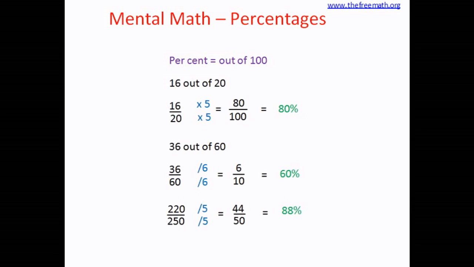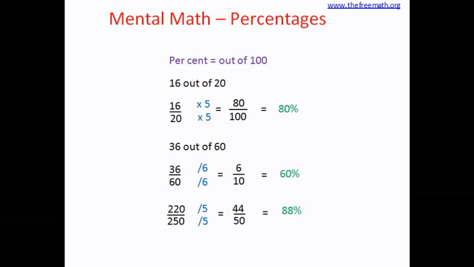Let's divide 220 by 5. Split it as 200 and 20, so you get 40 and 4. That means the answer is 44. So our fraction is 44 over 50. Double it, that means 88 over 100 or 88%.